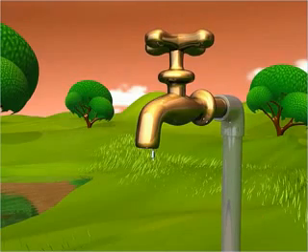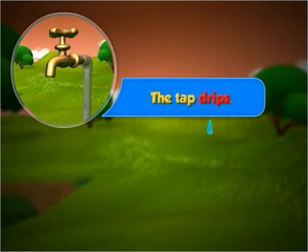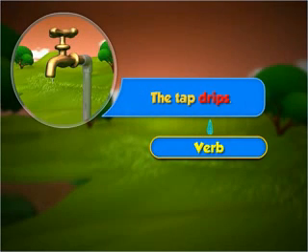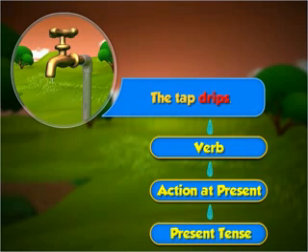In the sentence "The tap drips," the verb is drips. The verb drips refers to an action that occurs at present. So, it is said to be in the present tense.